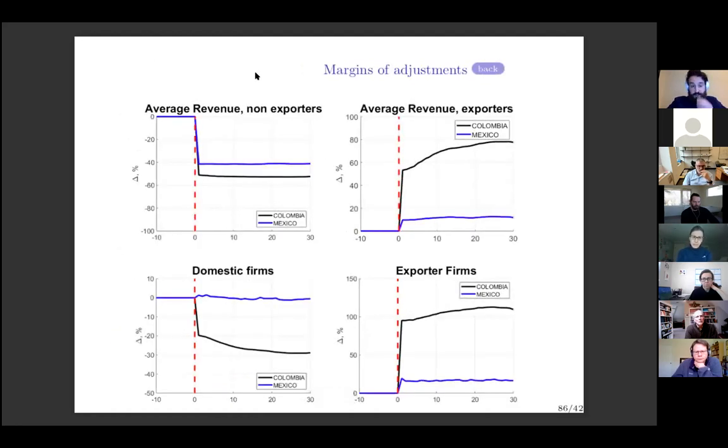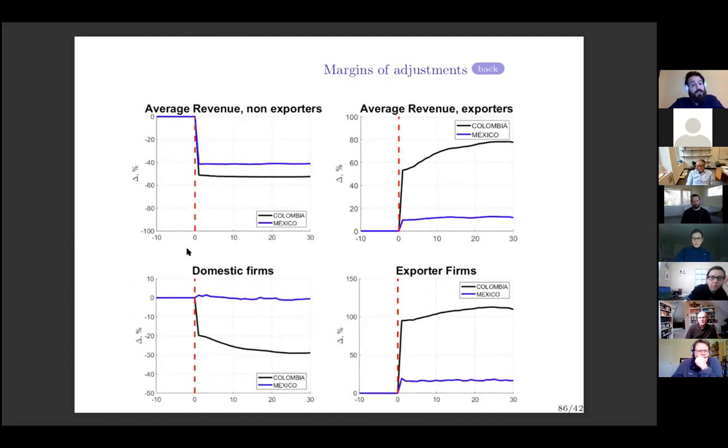So this is what is happening, for instance, on revenues of non-exporters and exporters. As you can see, for non-exporters, they drop on impact much more in Colombia. For exporters, they increase much more for Colombia, and they keep increasing along the transition as firms are growing and expanding their size.